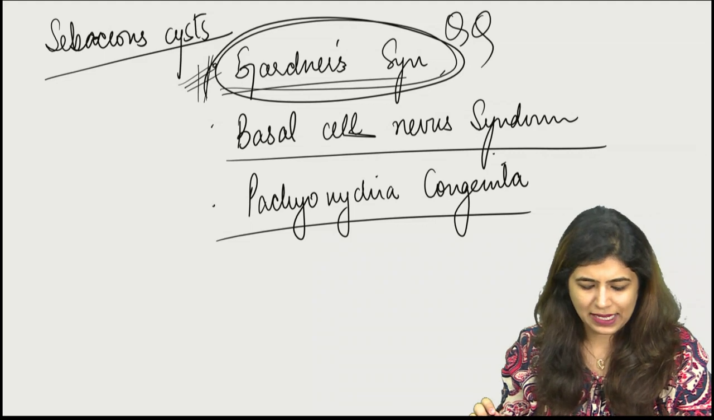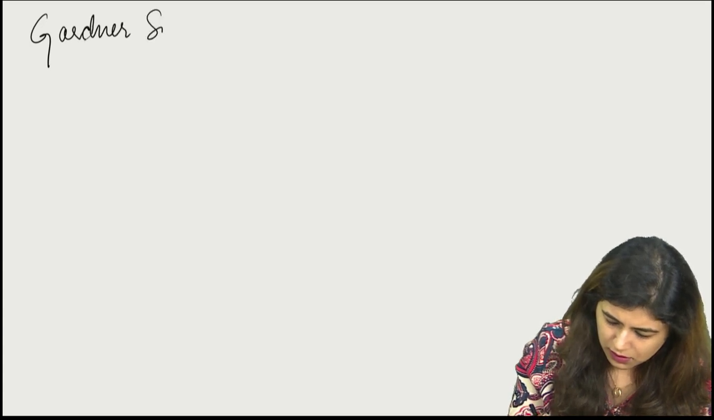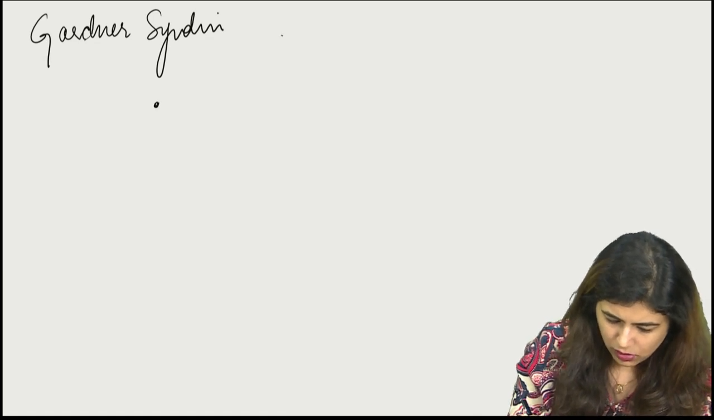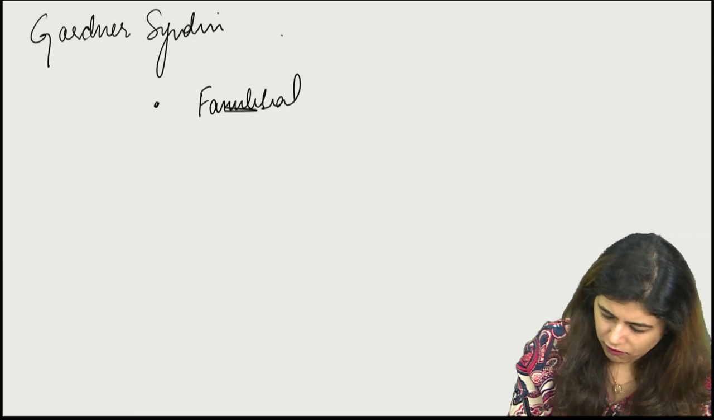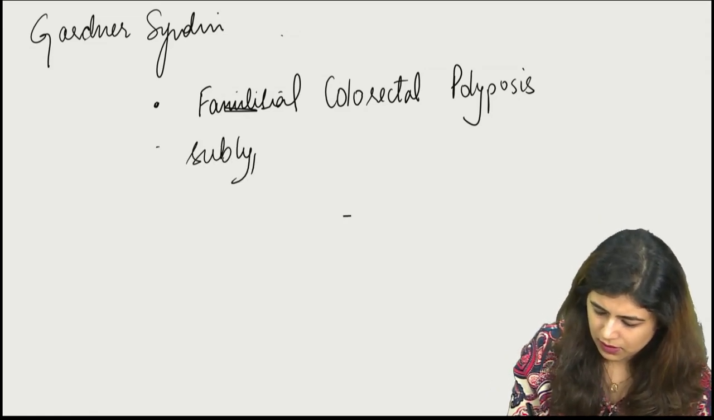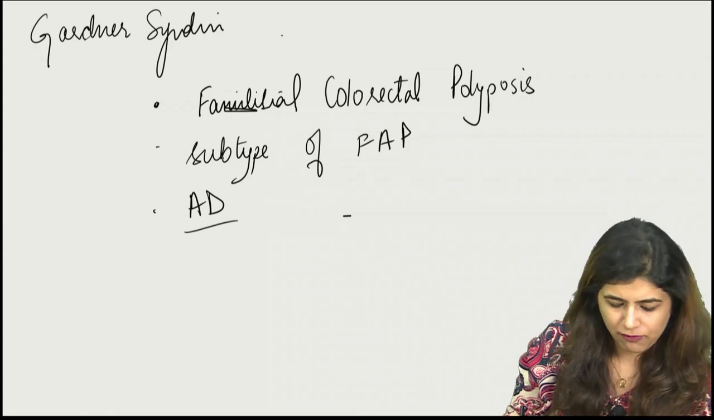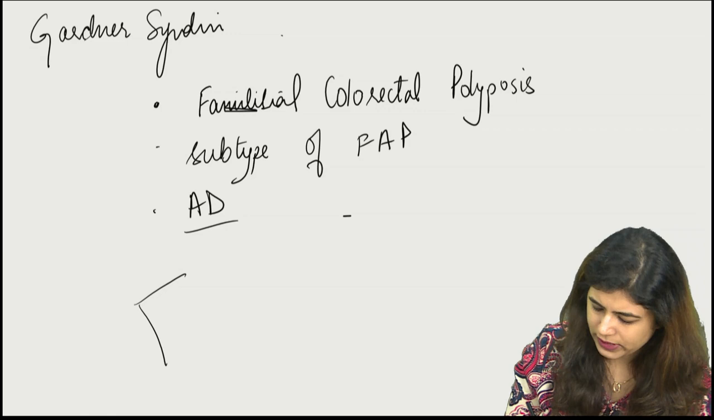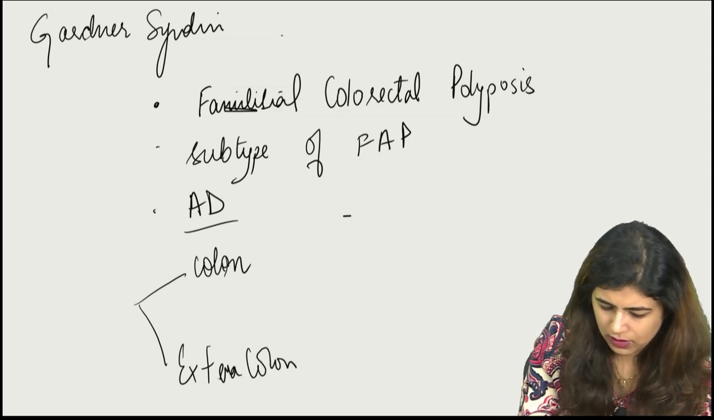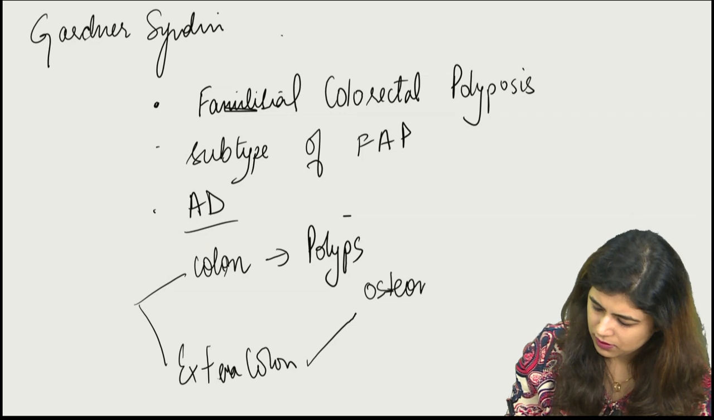Now, what exactly is Gardner's syndrome? This is also called familial colorectal polyposis. This is a subtype of familial adenomatous polyposis with an autosomal dominant type of inheritance. What do you see here? You see features in the colon, and then you see features outside the colon. In the colon, you see polyps, while outside, you see osteomas.